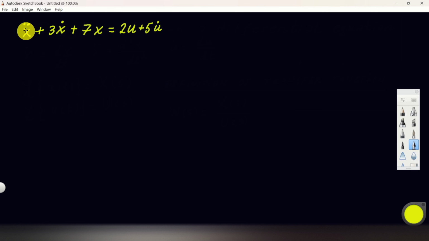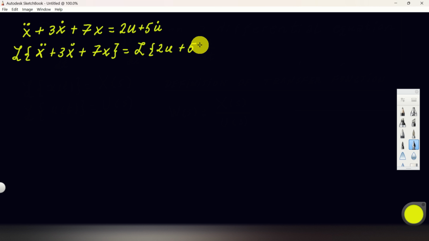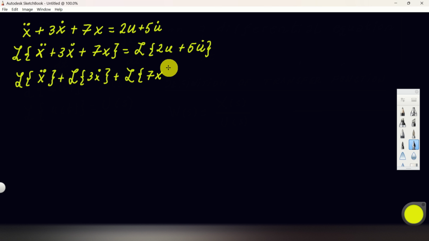To find the transfer function, we need to apply the Laplace operator to both the left-hand side and the right-hand side of this differential equation. So let's do that. From this equation, we can write the Laplace transform of the left-hand side should be equal to the Laplace transform of the right-hand side, where again this calligraphic L is the Laplace transform operator. Since the Laplace operator is a linear operator, it can be applied element-wise. So we can write Laplace of x double dot plus Laplace of 3x dot plus Laplace of 7x is equal to Laplace of 2u plus Laplace of 5u dot.